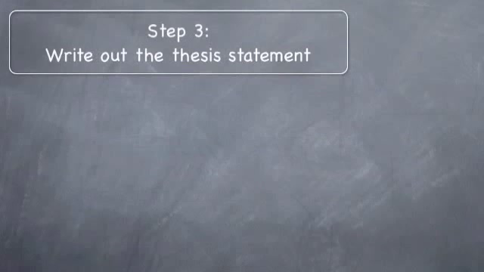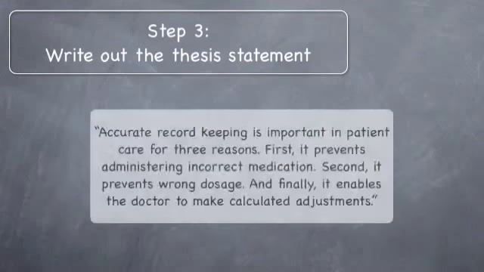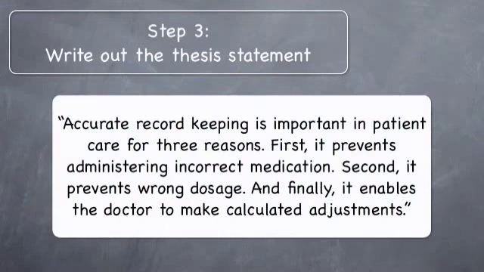So now our step 3 is to write out the thesis statement. And let's write it out, because we have it. Accurate record keeping is important in patient care for 3 reasons. First, it prevents administering incorrect medication. Second, it prevents wrong dosage. And finally, it enables the doctor to make calculated adjustments.